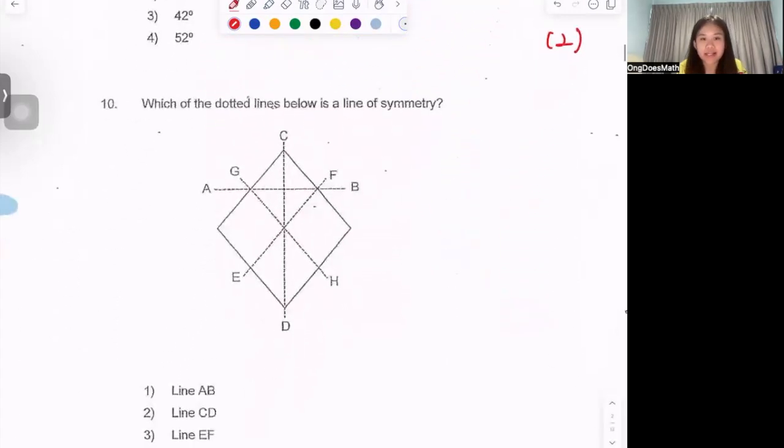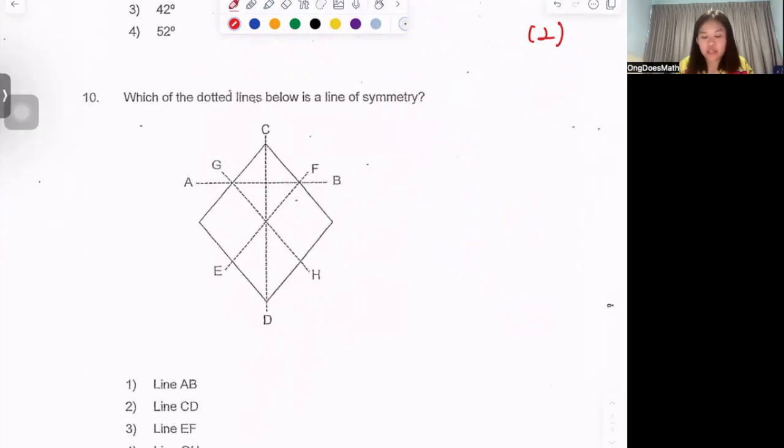Which of the dotted lines below is a line of symmetry? So what is a line of symmetry? You can think of a line of symmetry as a mirror. If you wave your right hand and you look at the mirror, the hand on the right side should also be waving. That's what a mirror image means. So the left hand side and the right hand side of the mirror must look the same. They must be a reflection of each other.